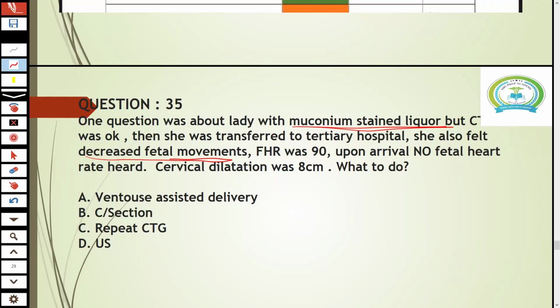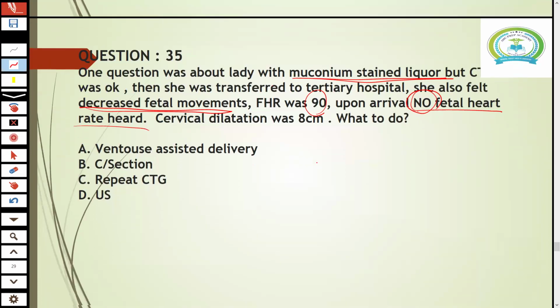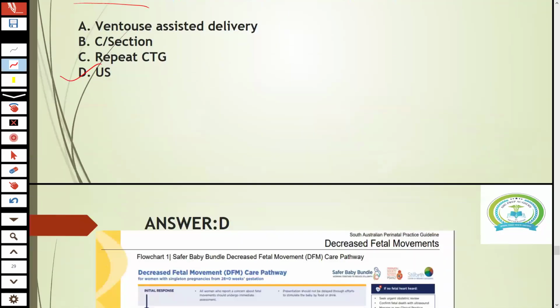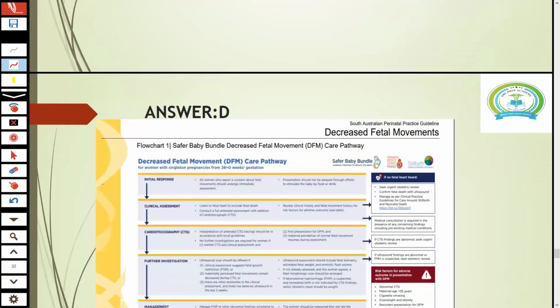And there was a complaint of decreased fetal movement. Initially, 90 hertz, then again heard with no fetal heart sound. We need to confirm. Now, delivery is not the imminent thing. We have to deliver the patient in any way, but we have to confirm whether the baby is alive or not. If the baby is not alive, we need documented proof. So here, ultrasound. We need to confirm that and then decide accordingly.